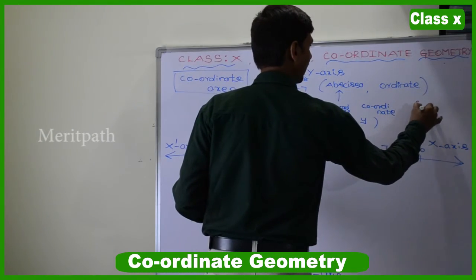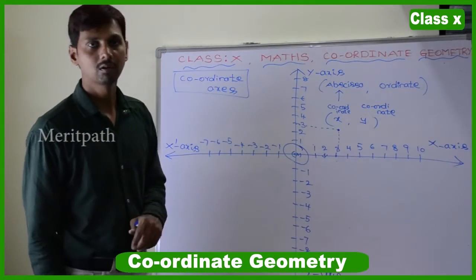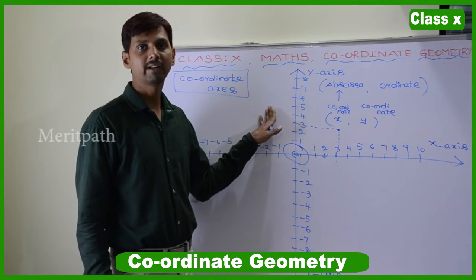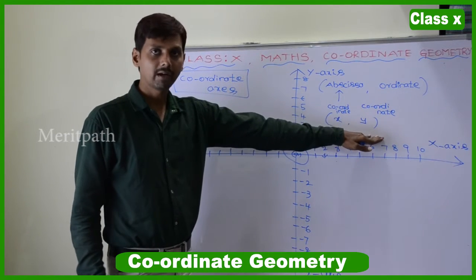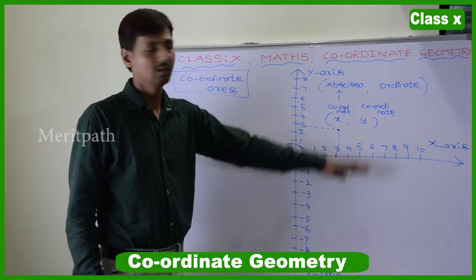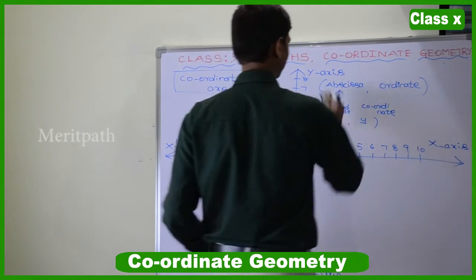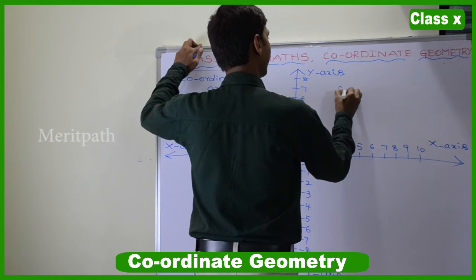This is part 1. The plane is divided into 4 parts, and each part is called a quadrant. This is quadrant 1, this is quadrant 2, quadrant 3 and quadrant 4. The first quadrant in this is quadrant 1.